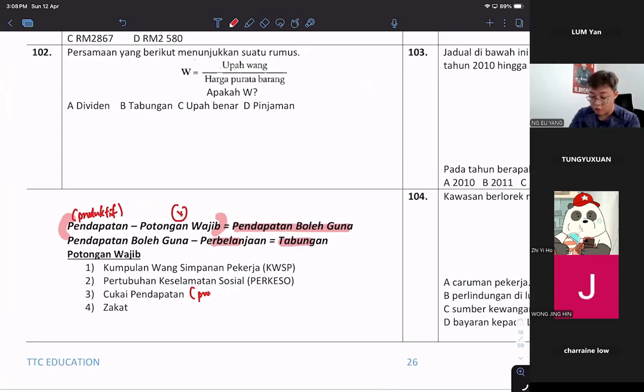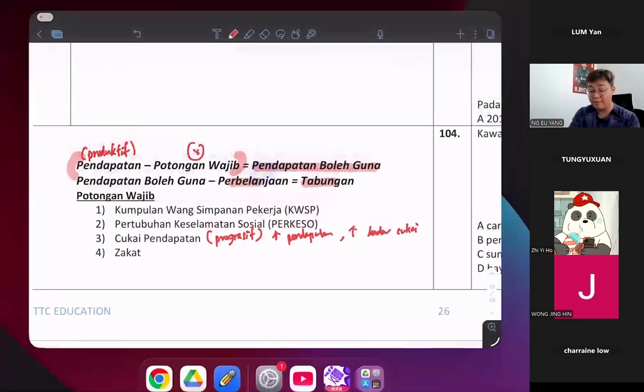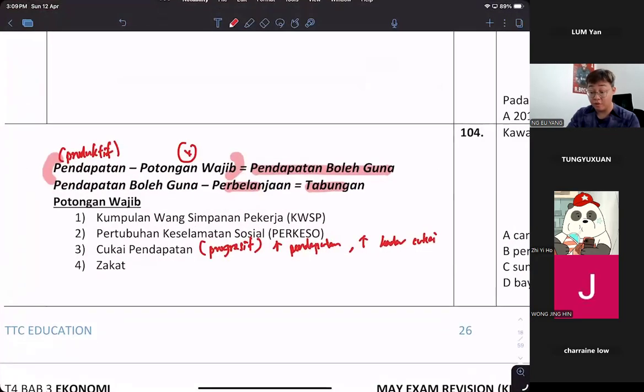So anyone can tell me what's cukai yang berkadar progressive? We just learned last week, right? What's cukai progressive? Higher the pendapatan, higher the kadar cukai. Always try to mention kadar cukai. No kadar, minus 0.5 marks. I already mentioned to you guys since your Form 4 bab 3.